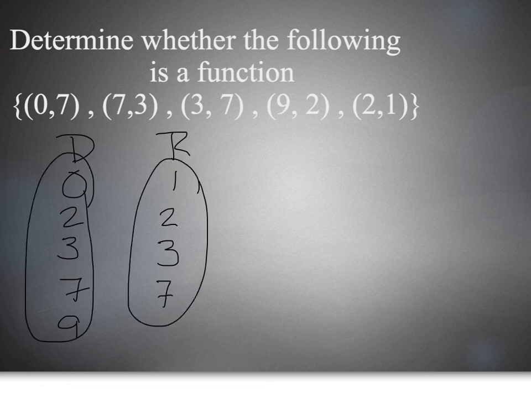Let's map it, and that will tell me if I have a function or not. So 0 goes to 7. 7 goes to 3. 3 goes to 7. 9 goes to 2. And 2 goes to 1. You can see that each number in the domain goes to exactly one value in the range. That means it's a function. If they went to 2 values in the range, then it would not be a function. So, yes.